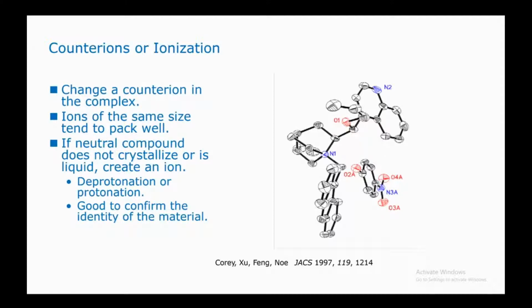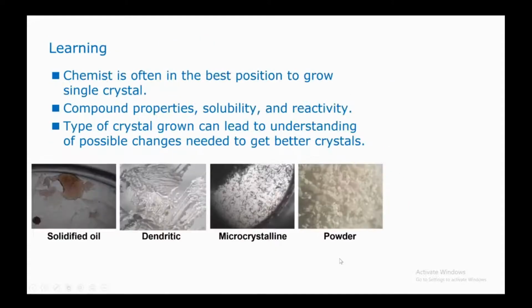Change a counter ion in the complex. Ions of the same size tend to pack well. If a neutral compound does not crystallize or is a liquid, create an ion. Deprotonation or protonation. This is also good to confirm the identity of the material. Follow this reference for more details.